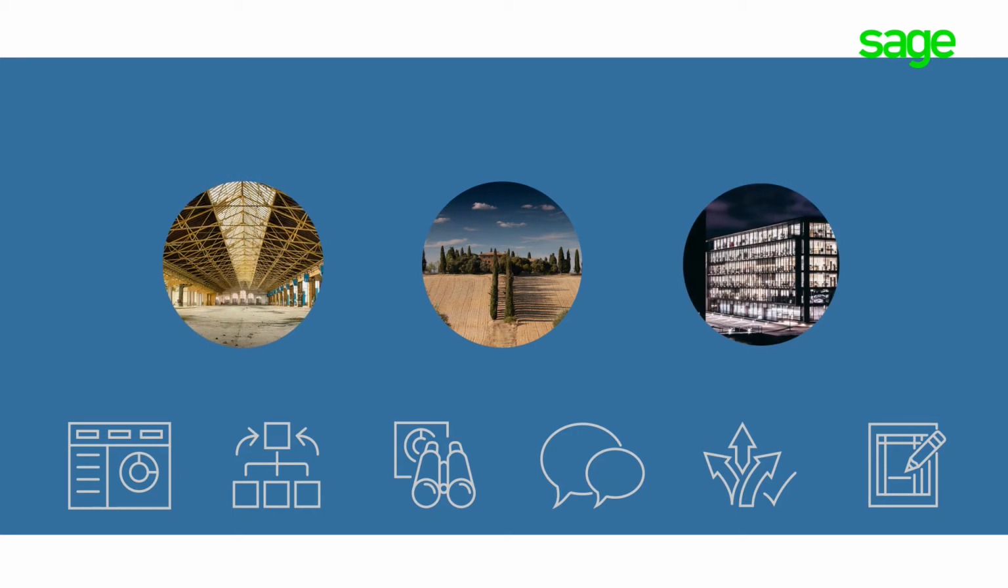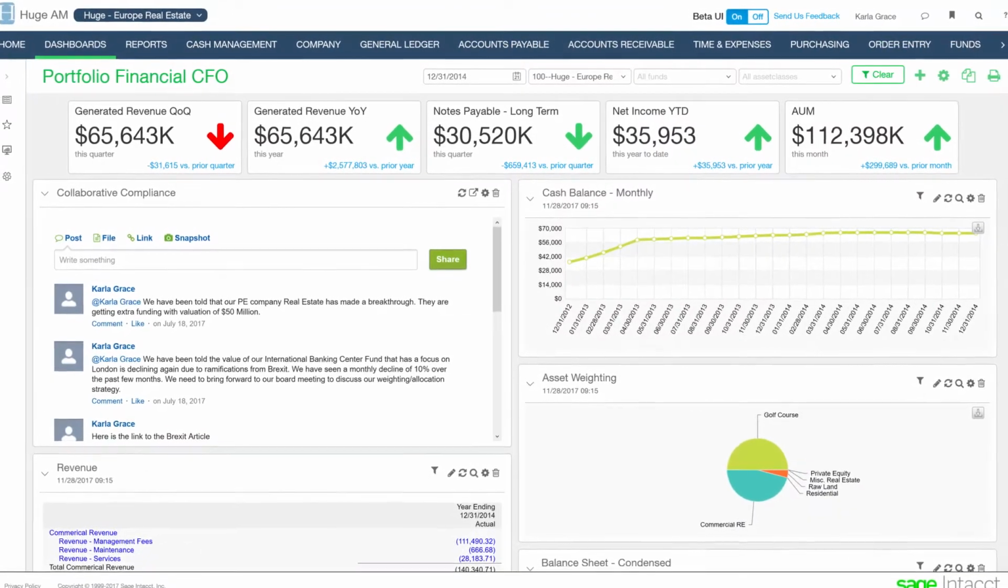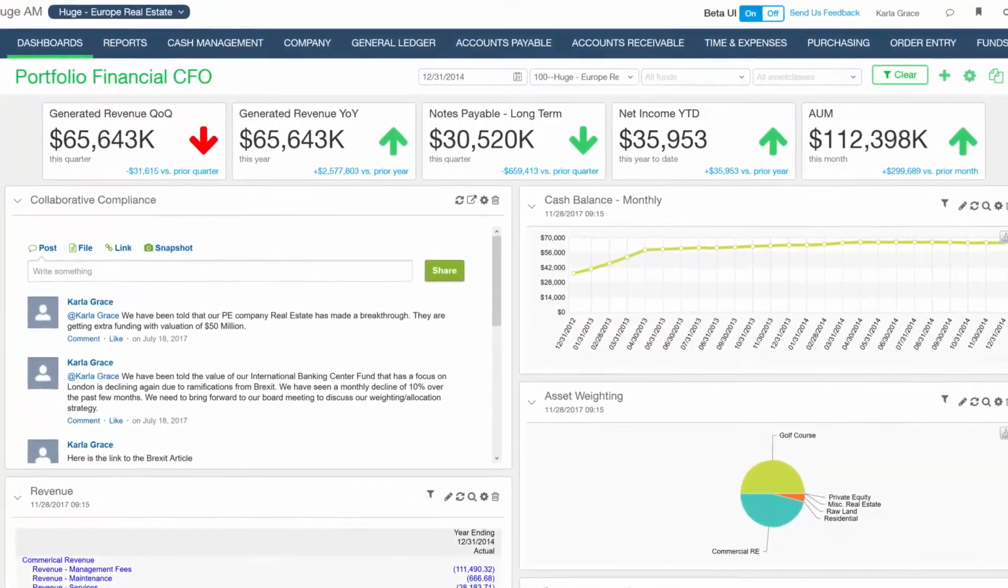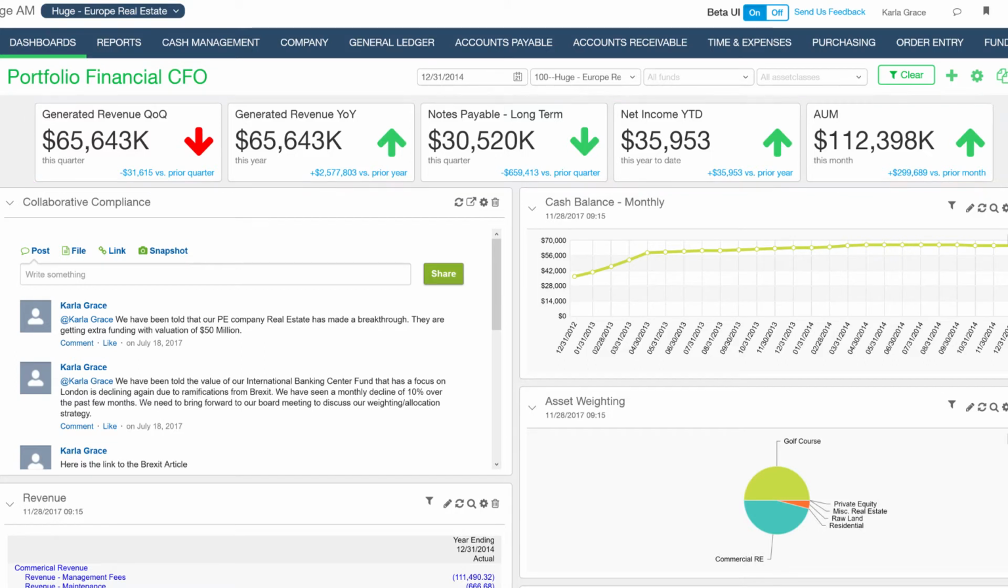Recent hurricane activity has caused concerns about the U.S. fund and how it's impacting the office overall. A board meeting scheduled for next week is moved to this afternoon. In the CFO view of the European real estate fund, we instantly see the latest financial and operational analysis in key performance indicators. We can see that generated revenue is down versus prior quarter, but up versus prior year.